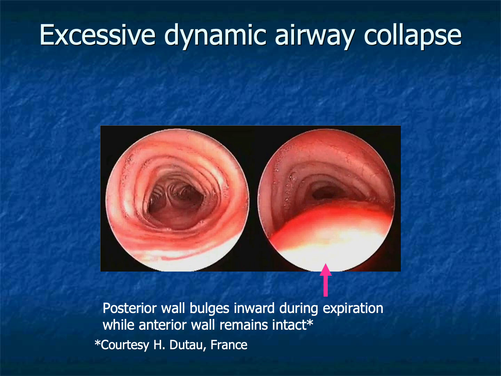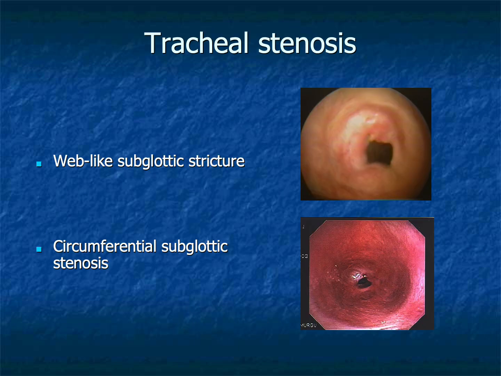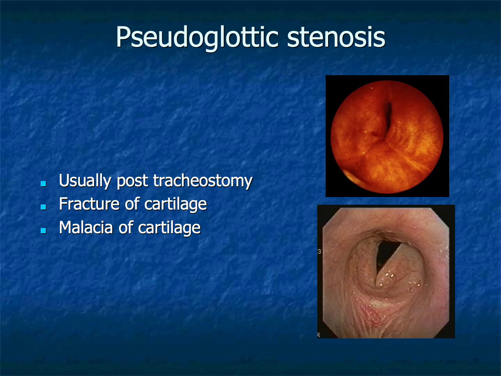assessment. Tracheal stenosis may occur in several different forms. Web-like subglottic stenosis appears as a thin concentric membrane narrowing the airway. Circumferential stenosis produces more extensive reduction in airway diameter. Pseudoglottic stenosis frequently develops after tracheotomy and may be associated with cartilage injury, fracture, or malacia.